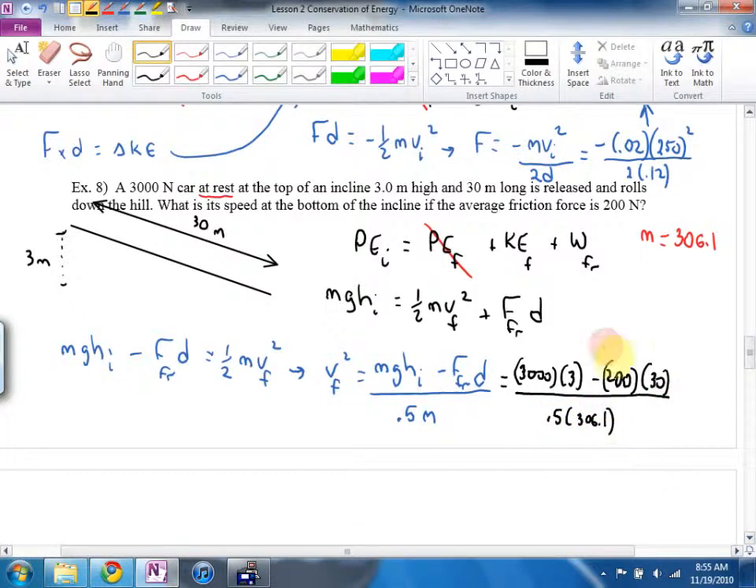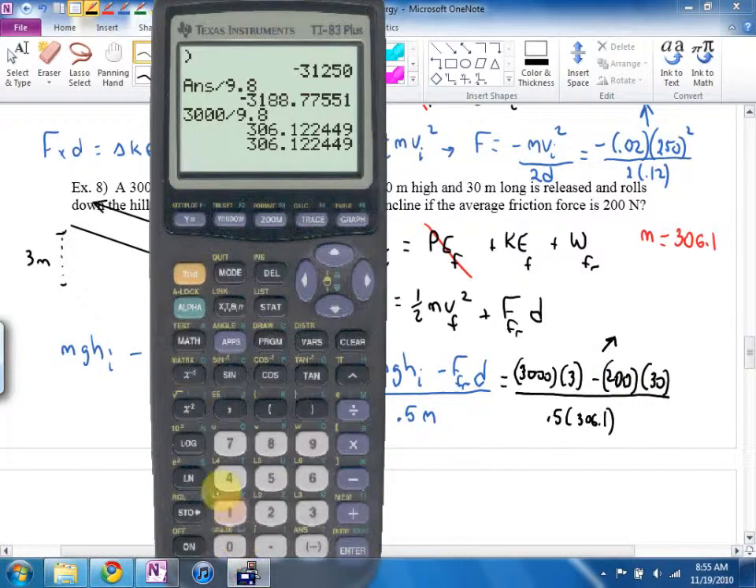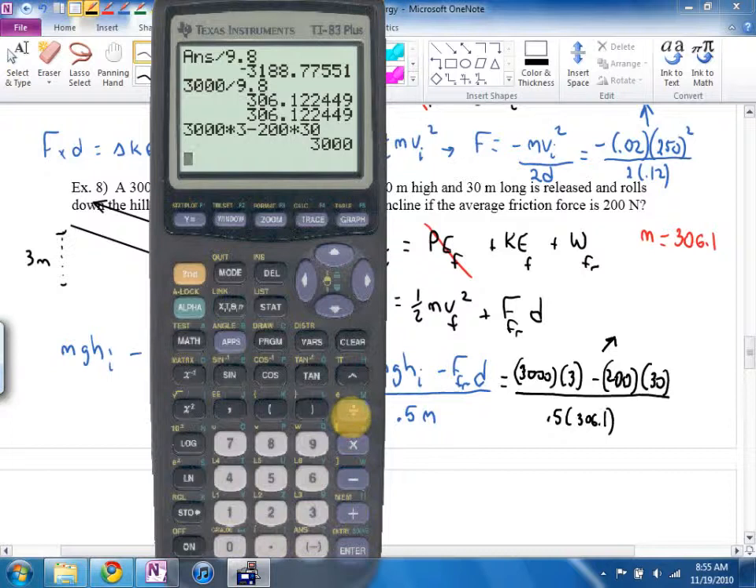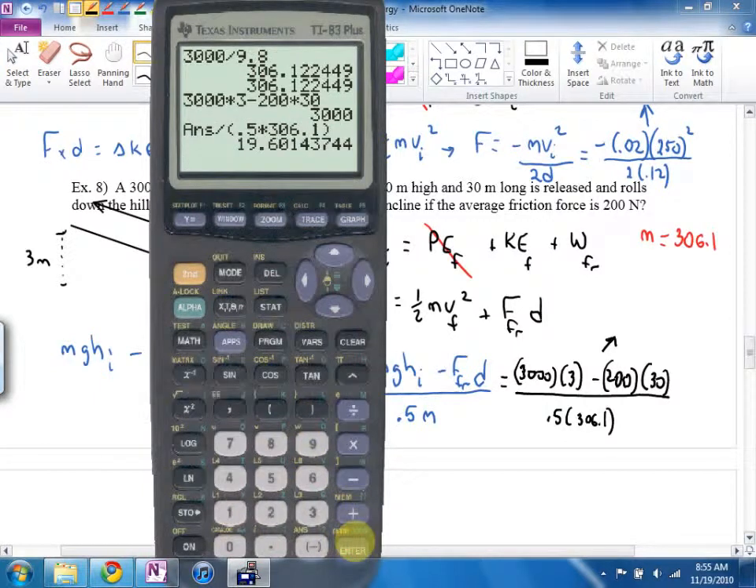And once again, I'm brilliantly running out of room. My space organization hasn't been great. 3,000 times 3 minus 200 times 30. Oh, 3,000 divided by 0.5 times 306.1, close bracket. And I get 19.601. Someone want to double check my math? Is that right? Yeah, that's 9,000 minus 6,000 is 3,000, divided by a half. That's the same as multiplying by 2. Oh, but that's V squared. Now what?